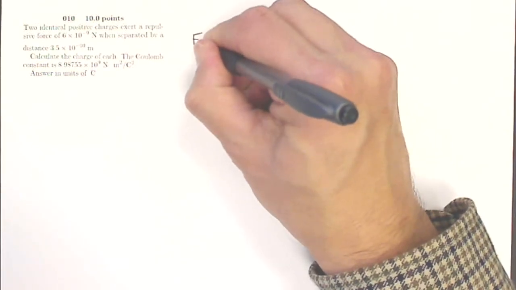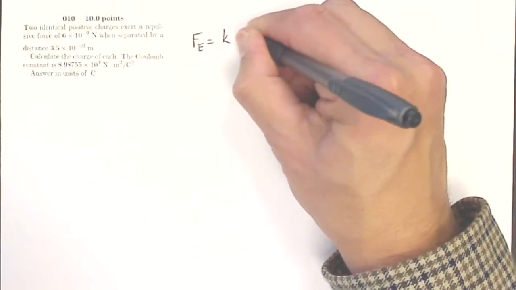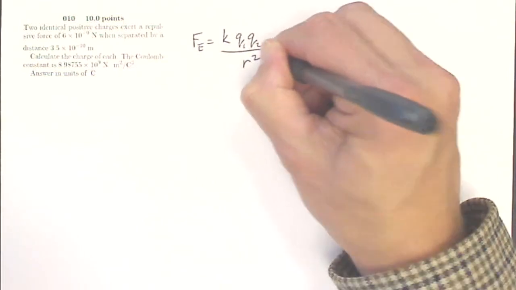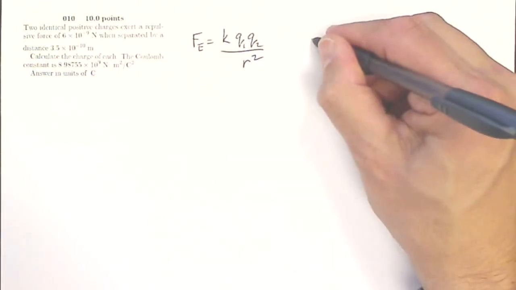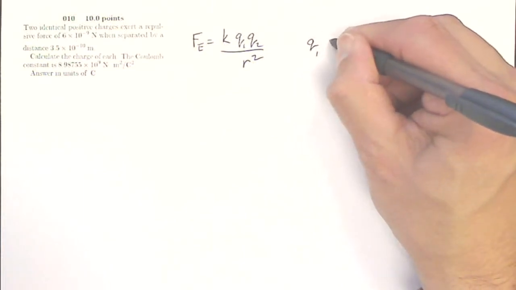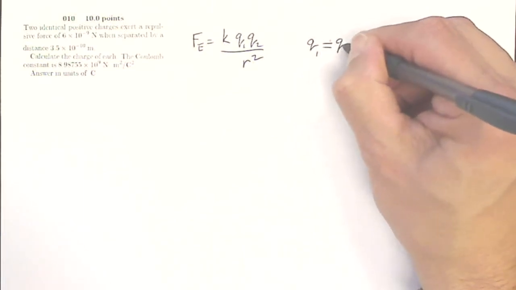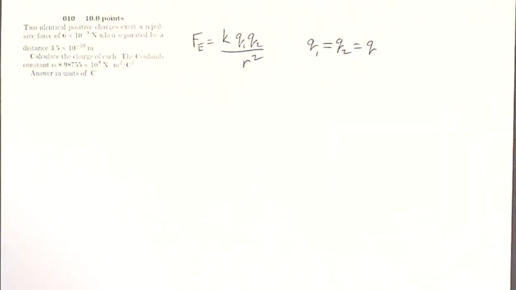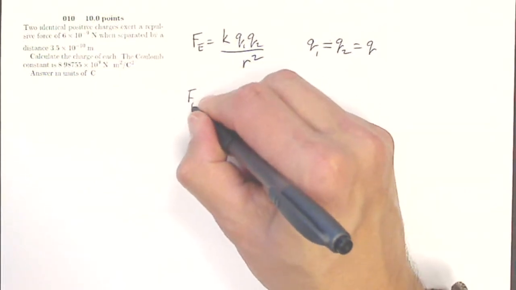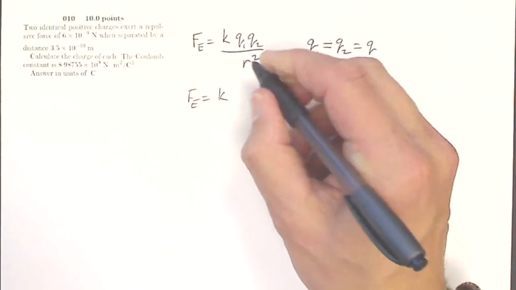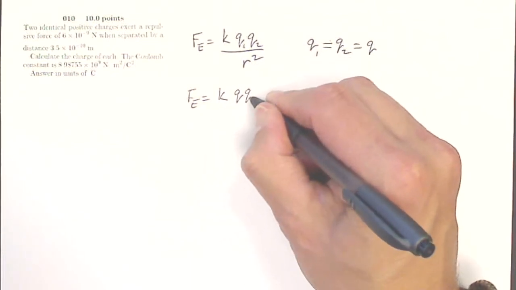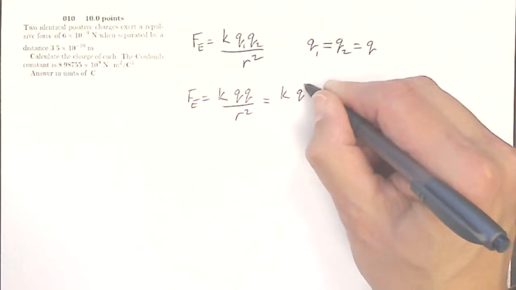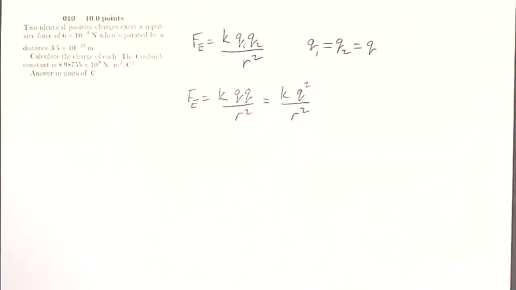So I have my electric force equals K times the amount of the first charge times the amount of the second charge divided by the distance between them squared. In this case, I know that the first charge is going to be the same as the second charge, so I'm just going to call them both Q. What that means is that my electric force is going to be K times Q over R squared, or K Q squared over R squared.